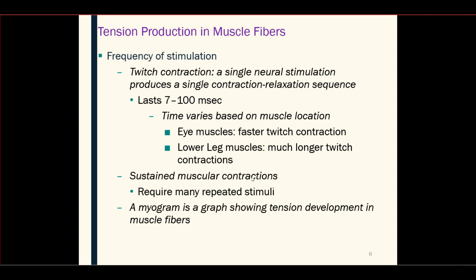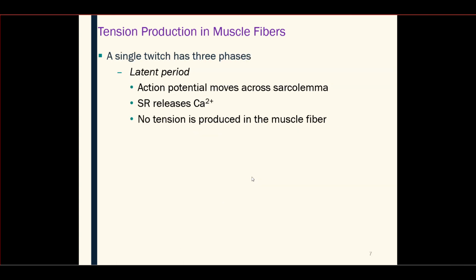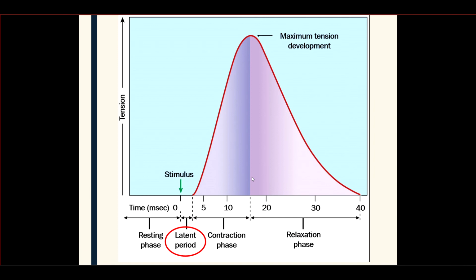We can graph this out on a special graph known as a myogram that shows us the tension that develops in the muscle fiber. Again, I'm going to remind you, we're just talking about one single muscle cell. We're not talking about a whole muscle like the biceps. We're just talking about one cell, let's say, within the bicep. Okay? So I'm going to jump over this for a minute, and I'm going to show you something.